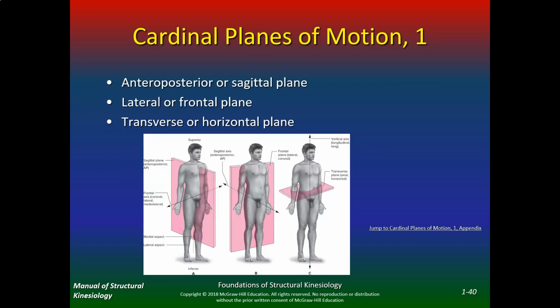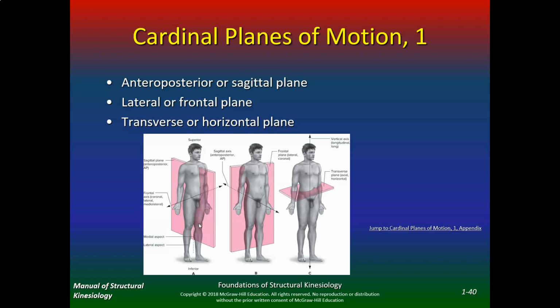So let's look at the planes of motion first. You've got the anterior-posterior or sagittal plane. Then you've got the lateral or frontal plane. And then you've got the transverse or horizontal plane. If you look at the sagittal plane, right here, that will divide you into right and left. The frontal plane will divide you into anterior and posterior. And then the transverse plane will divide you into superior and inferior.